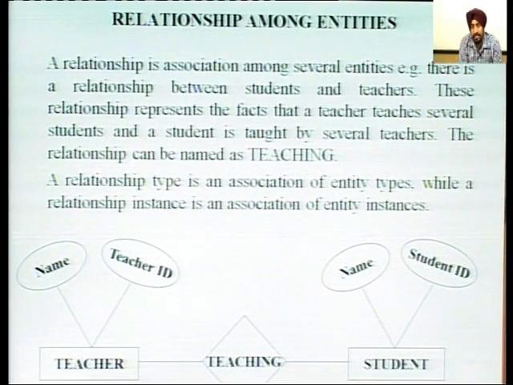Teacher is an entity, and name and teacher id are the attributes of the teacher entity. On the other hand, student has two attributes, name and student id. This is the many to many relationship. That means a single teacher can teach more than one student, or a number of students, or on the other hand, a number of students can be taught by different teachers. So in this relationship there is a many to many relationship. Teaching is the relationship among these two entities.